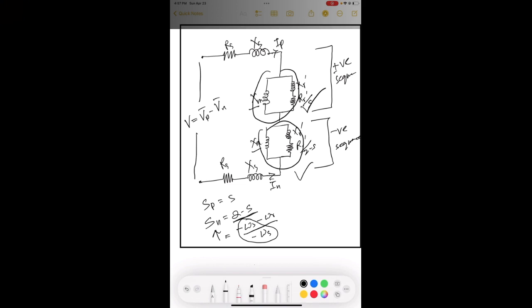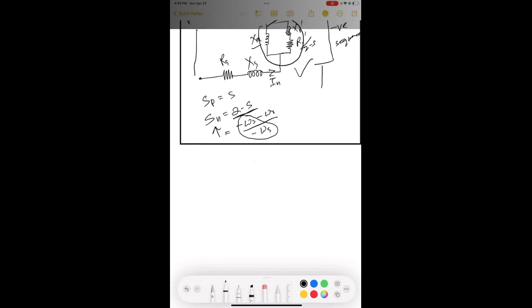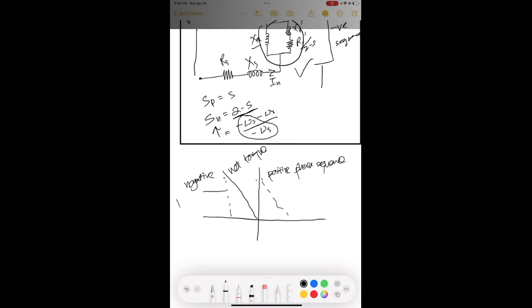Now, moving on to the torque-speed characteristic of a 3-lead connection, which is almost the same as the 2-lead connection, where we have a net torque, a positive phase sequence and a negative phase sequence.